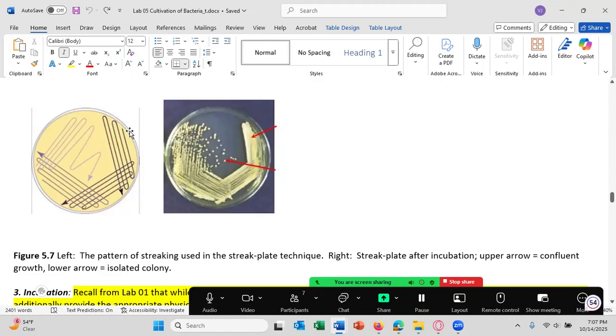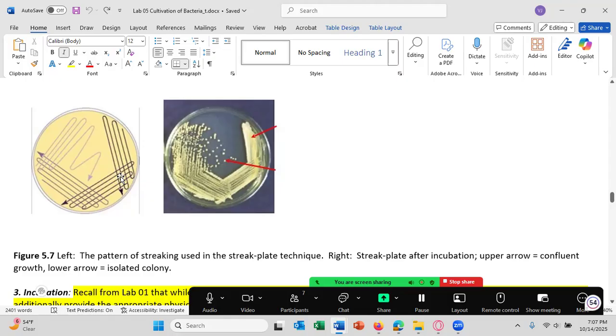The first streak will have the highest concentration of cells. The last streak in quadrant 1 will have the least concentration of cells, because as you're streaking, more and more cells are coming off the loop. So this will be a lower concentration of cells.